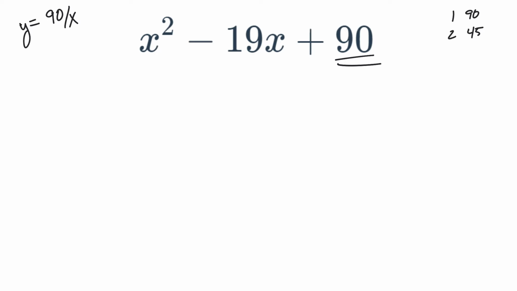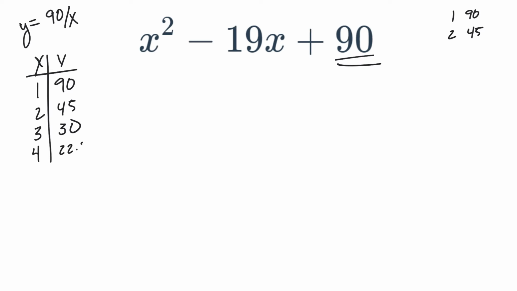If I were to look at this table with the x and y values, I would see 1 and 90. I would see 2 and 45 because that's a factor. I would see 3 and 30. And the next value on the table is going to be 4 and 22.5. So 4 is not a factor because its y value is not an integer. But we could sit here and look through all of these values and see which ones work. Like I said, 4 does not work. 5 does work. That would be 18.